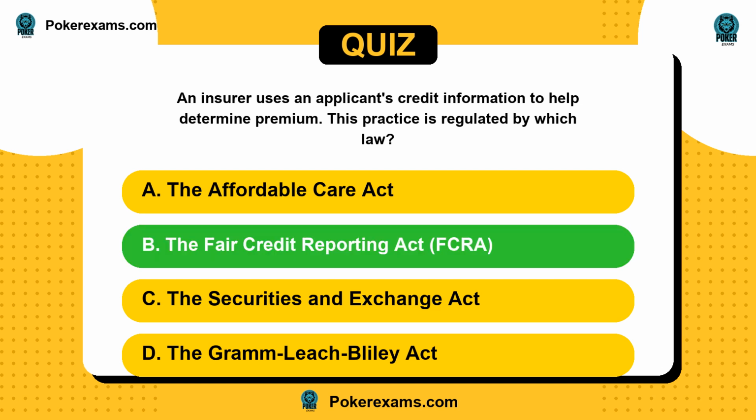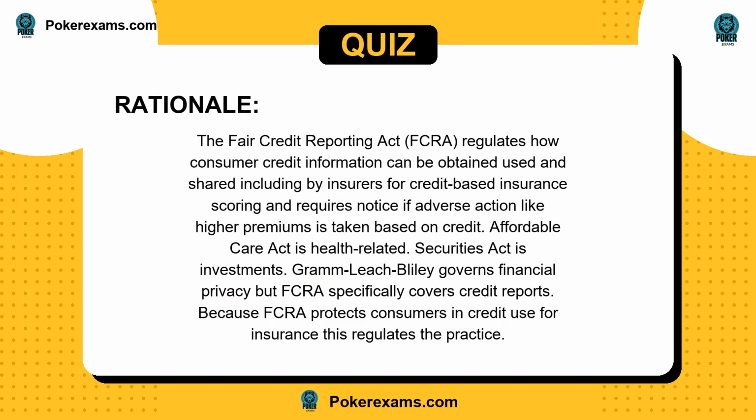The answer is B. The Fair Credit Reporting Act, FCRA, regulates how consumer credit information can be obtained, used, and shared, including by insurers for credit-based insurance scoring, and requires notice if adverse action like higher premiums is taken based on credit. Affordable Care Act is health-related. Securities Act is investments. Gramm-Leach-Bliley governs financial privacy, but FCRA specifically covers credit reports. Because FCRA protects consumers in credit use for insurance, this regulates the practice.